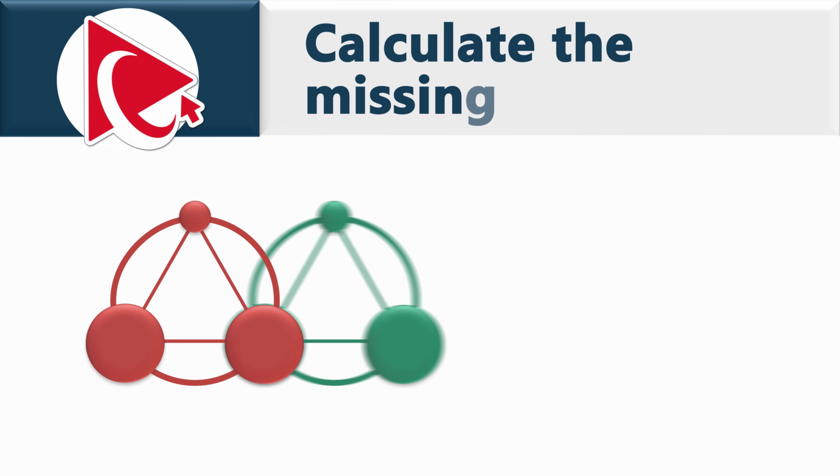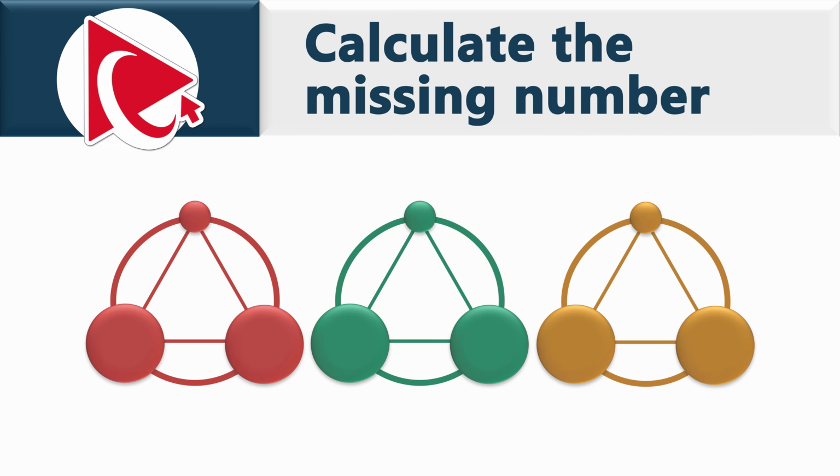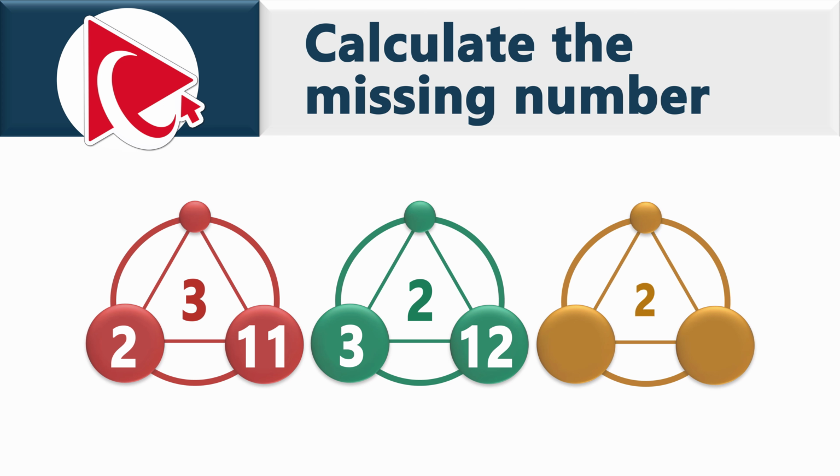You're presented with unusual-looking shapes that are mixtures of circles and triangles. Each shape has numbers. The first shape has numbers 3, 2, and 11. The second shape has numbers 2, 3, and 12. And then the third shape has numbers 2 and 4. And then you need to calculate the missing number in the third shape.